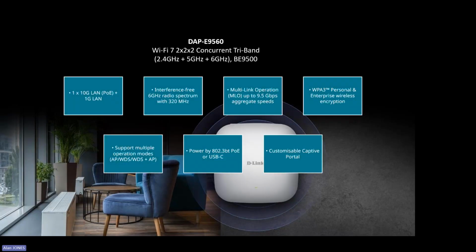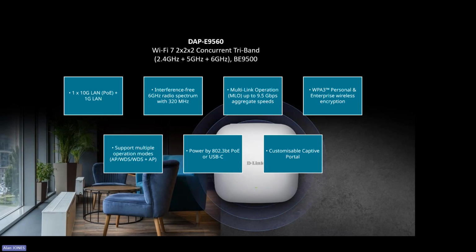Wi-Fi 7, because Mark's so excited about Wi-Fi 7, and he can't wait for this access point, Mark's going to give you a quick Wi-Fi 7 overview of the DAPE 9560. I said that very slowly to make sure I got it right. So this access point is going to be available soon. It should be available by Q3, I believe, off the top of my head.